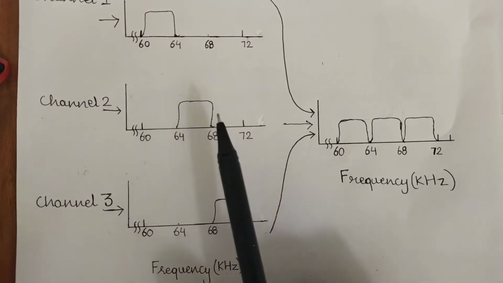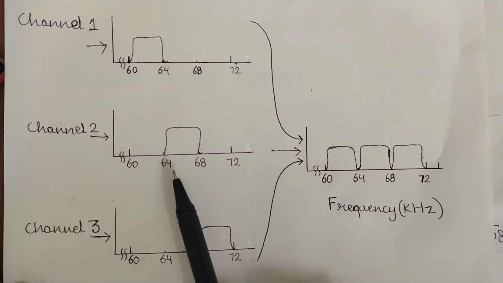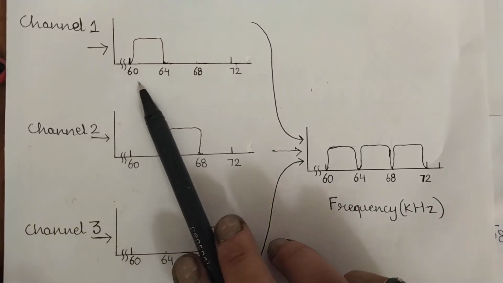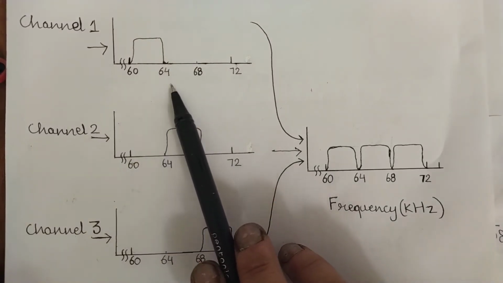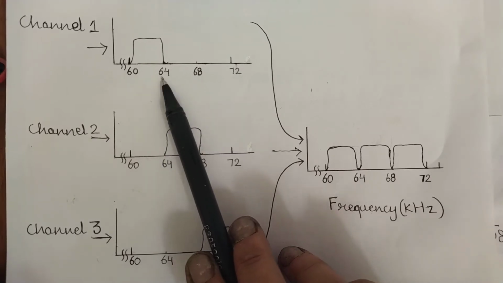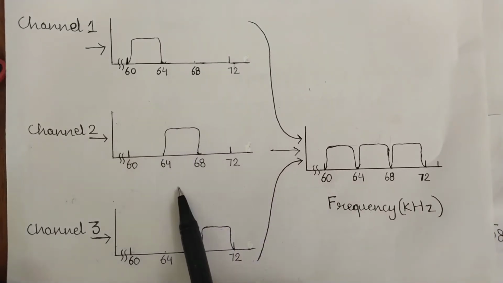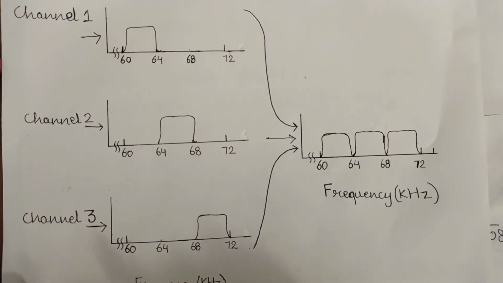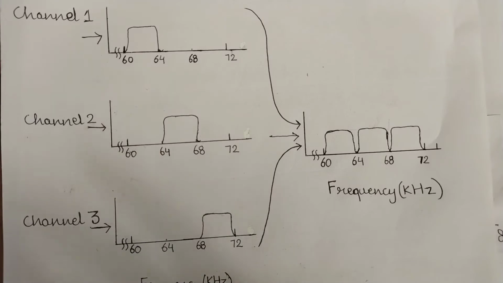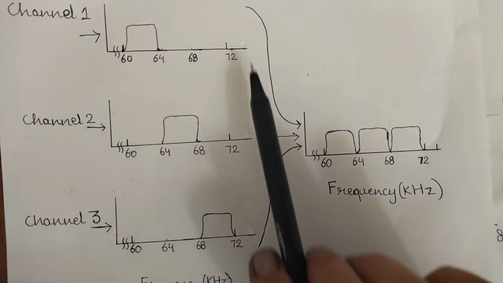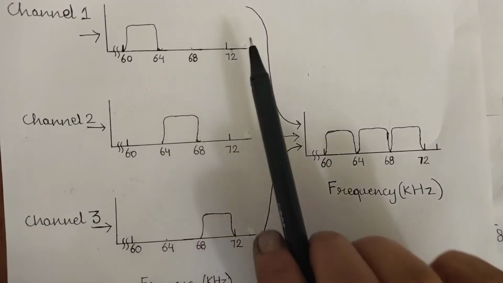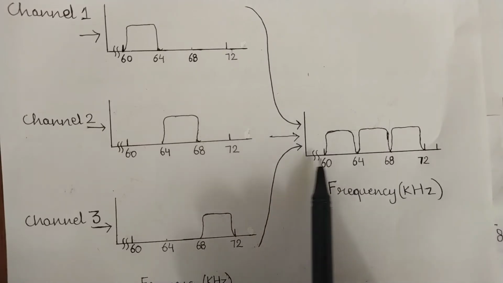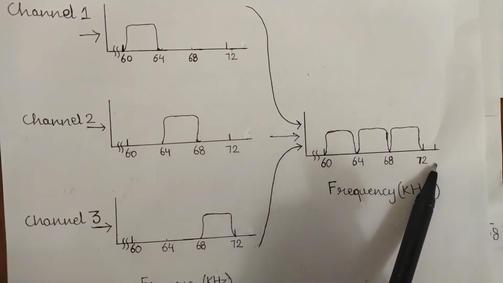So now here you are seeing that there are three different channels and all three of them are utilizing a different range of the frequency spectrum, right? So one is between 60 to 64, 2 is between 64 to 68 and 3 is between 68 to 72. That means since they are using different frequency ranges, they can be multiplexed. Here you can see diagrammatically we are showing how the three channels are multiplexed and sent through the same transmission line.